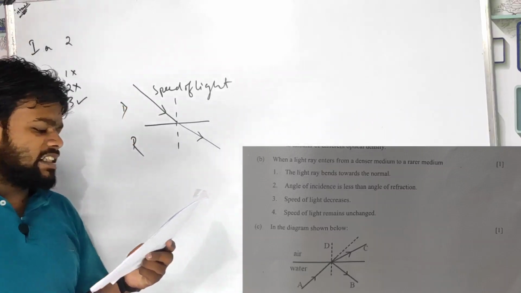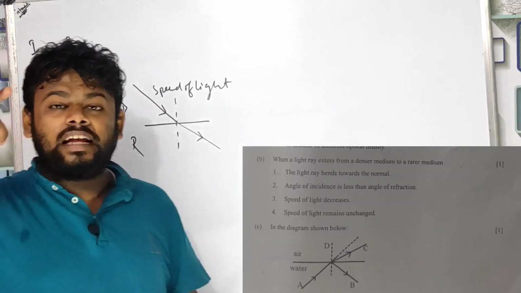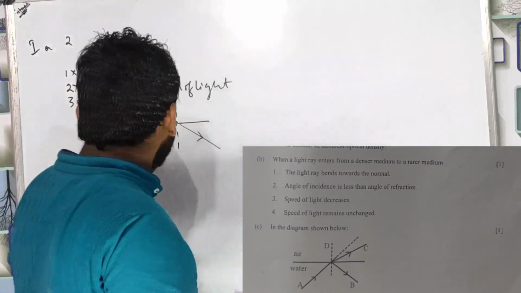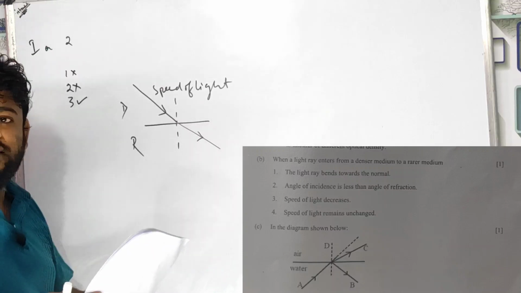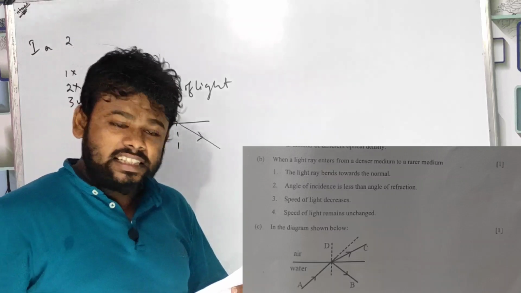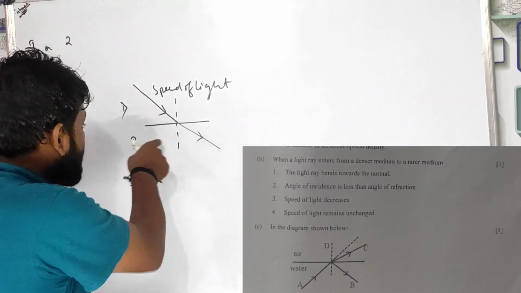Angle of incidence is less than angle of refraction. Yes, it is correct. If a light enters from a denser and passes through a rarer, then the angle of incidence is always less than the angle of refraction. Is it clear children? Speed of the light decreases. How would the speed of the light decrease? The speed of the light will increase.